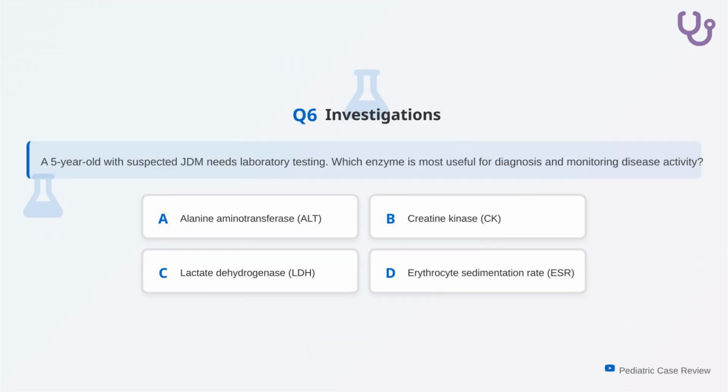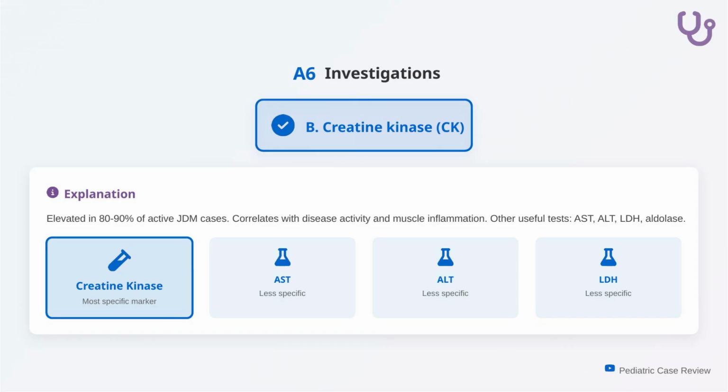A 5-year-old with suspected juvenile dermatomyositis needs laboratory testing. Which enzyme is most useful for diagnosis and monitoring disease activity? A. Alanine aminotransferase. B. Creatine kinase. C. Lactate dehydrogenase. D. Erythrocyte sedimentation rate. The correct answer is B.